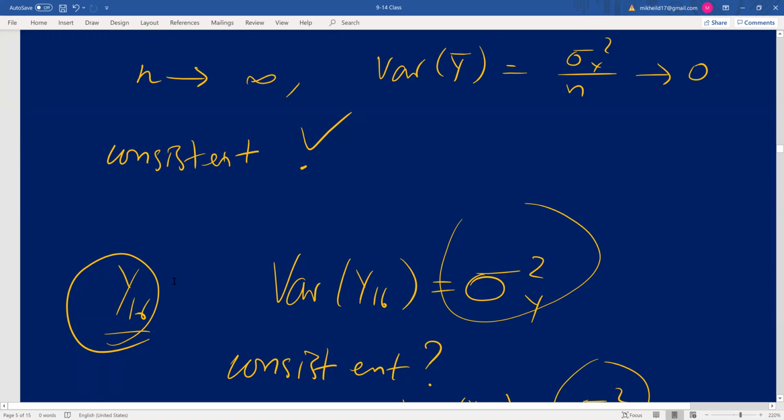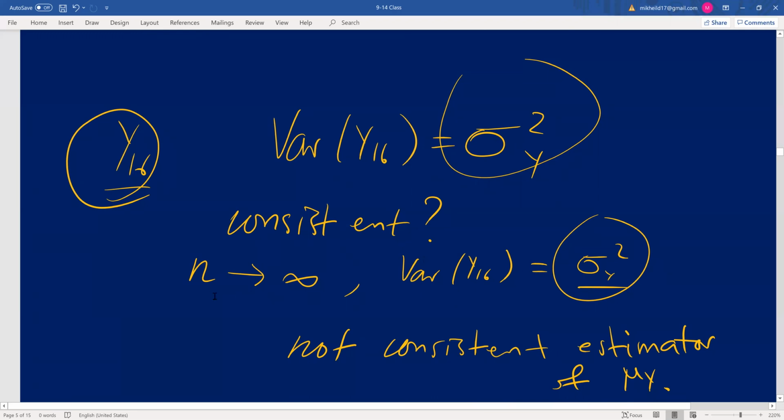But then, what about y16? The variance of y16 is always sigma squared of y, by its definition that we made above. And is it consistent? No, because when n goes to infinity, the variance of y16 is always sigma squared. It does not go to 0. Do you see? So because of that, y16 and any yi is not a consistent estimator, so that violates the second requirement, consistency. So y bar, simply because of that, is preferred over y16 and any of the yi, right? Am I clear? Yeah, thank you.